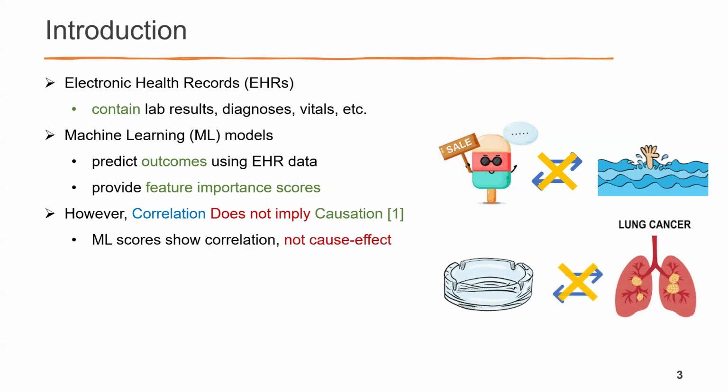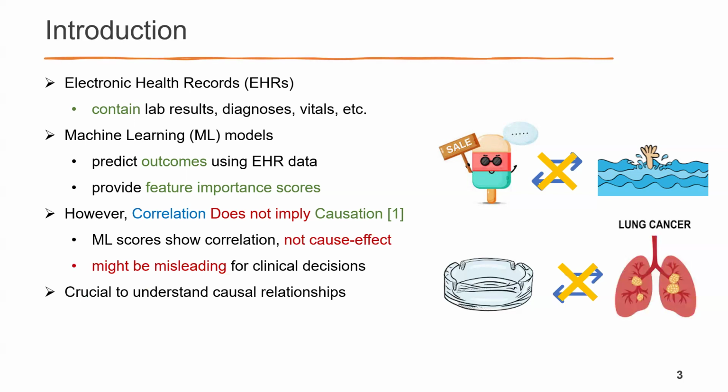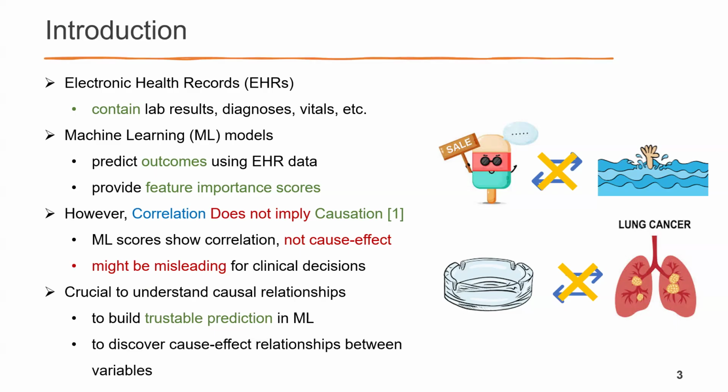Also, machine learning models cannot tell us the cause and effect relationship between variables, and it might be misleading for clinical decision making. So it is crucial to understand the causal relationships, which can help us build trustworthy predictions in machine learning and also discover cause and effect relationships between variables. But how can we learn causal relationships?